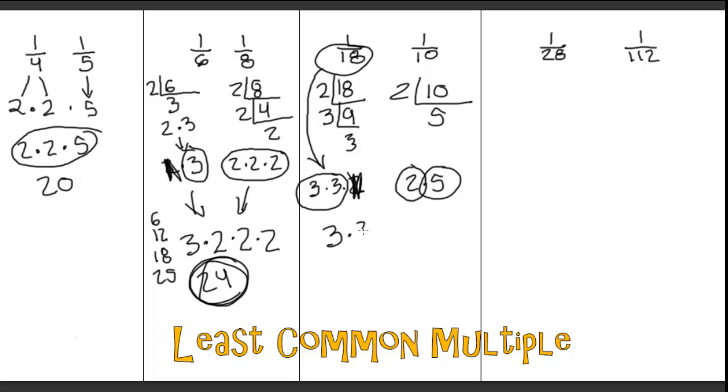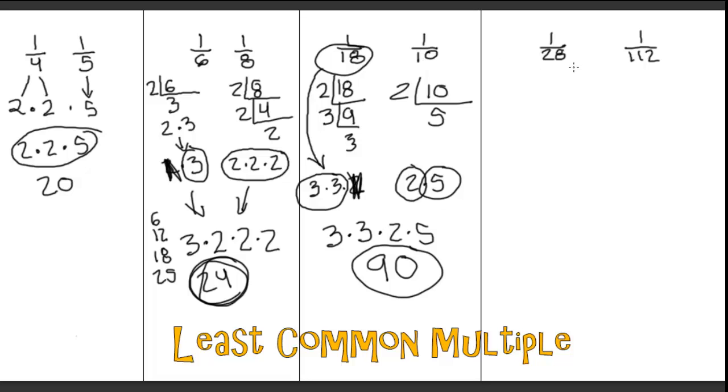So it's going to be 3 times 3 times 2 times 5. 9, 18, 90, right? I think. Yeah, 90. So 90... I hope I did that right, is your least common multiple for the fractions 1/18 and 1/10.